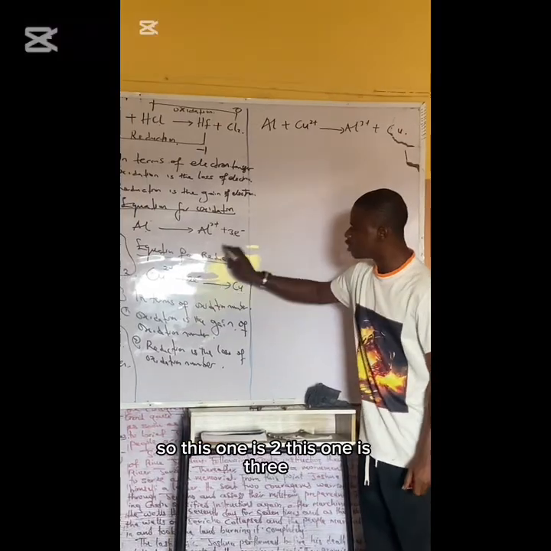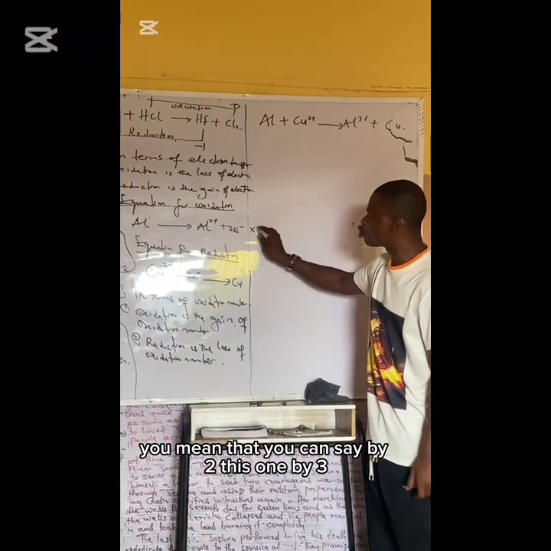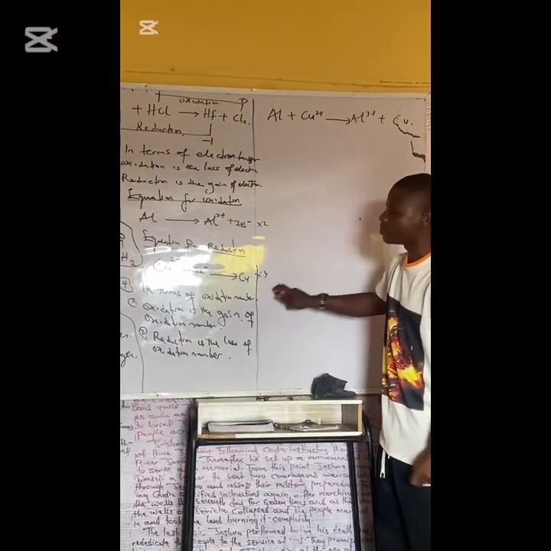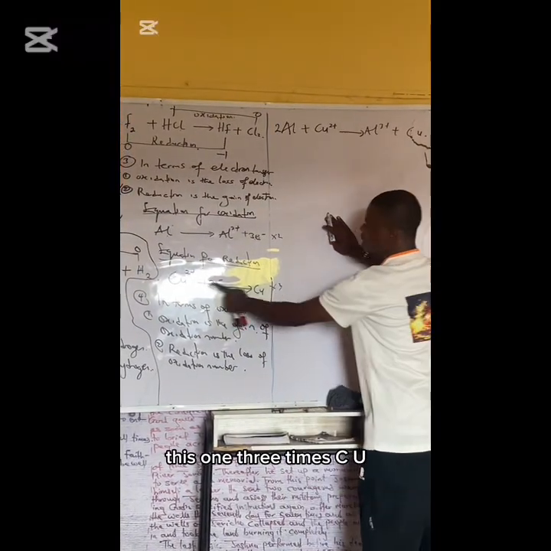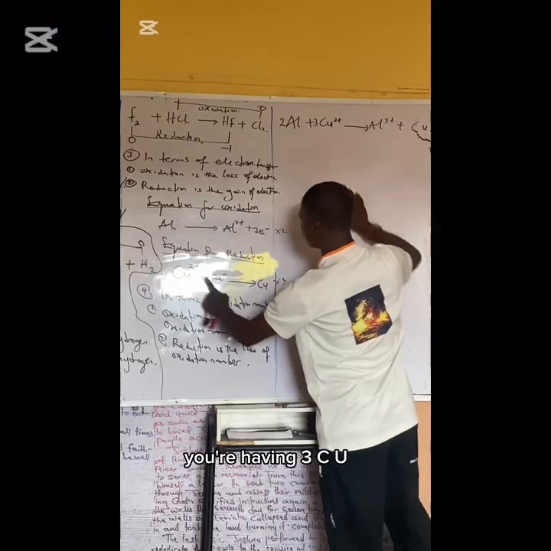So this one is 2, this one is 3. Meaning that you will multiply this by 2, this one by 3, but the reaction must be the same. So 2 times Al, you are having 2 Al. This one, 3 times Cu, you are having 3 Cu.